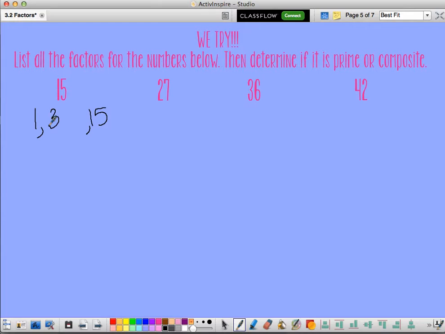And I know that 3 times 5 gives me 15. So now I have to look at the numbers in between. Well, the only number in between 3 and 5 is 4. So in this case, I know that it would have to be 4 times itself, and I know 4 times itself is 16. So my factors of 15 are 1, 3, 5, and 15. Because I have 4 factors, I know that this number is composite.